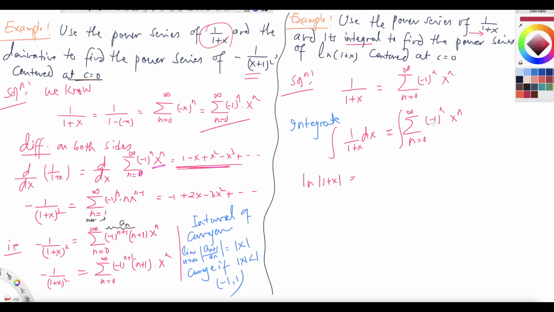And when you do this, there will be a constant term there, right? So it will look like the summation n equals 0 to infinity, and then the integral of that will give you -1 to the n, x to the n plus 1 over n plus 1. You see that? The integral of that term will be x to the n plus 1 over n plus 1, and then there will be plus c. Okay, and c is just a constant.